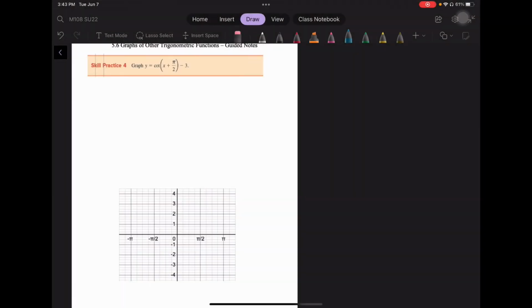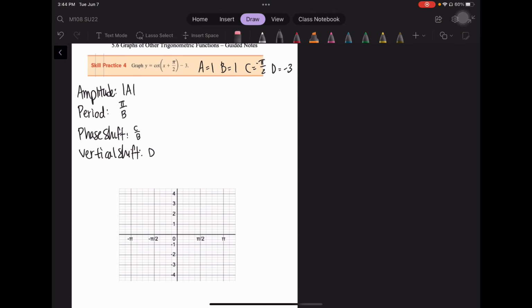Finishing up, graphing y equals the cotangent of x plus pi over 2 minus 3, we need to figure out the amplitude, the period, the phase shift, and the vertical shift. So let's identify A, B, C, and D. The amplitude is the absolute value of A, or 1. The period is pi over B, or pi. The phase shift is C over B, or negative pi over 2 over 1, or negative pi over 2. And the vertical shift is D, which is negative 3. So I'm going to be going to the left pi over 2 and down 3.